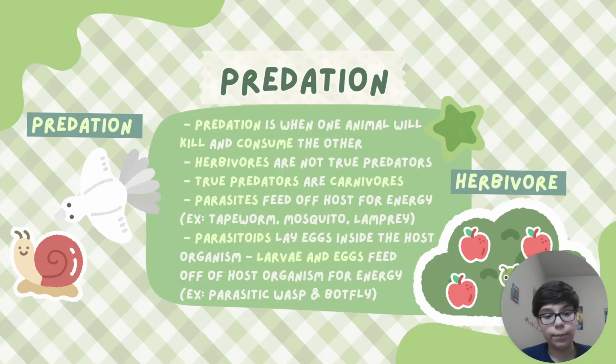Last thing that we have to talk about is parasitoids. So parasitoids are organisms that lay eggs inside the host organism. So the important thing to know here is that it isn't the organism that laid the eggs that's doing the harmful thing. It's the larvae and the eggs. After they hatch, they feed off of the host organism for energy. So some examples here would be the parasitic wasp and the botfly.